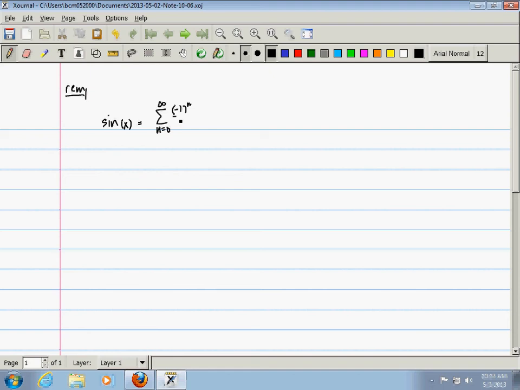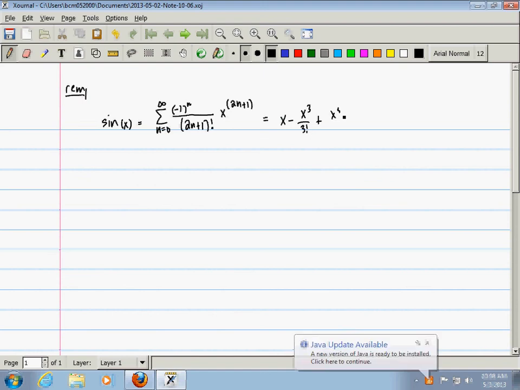So then, like this, 2n plus 1 factorial, x to the 2n plus 1. Wonderful. Okay, so that's sine. You should commit this to memory. Okay, so then just so it's clear, what this is talking about is x minus x cubed over 3 factorial plus x to the 5th over 5 factorial minus x to the 7 over 7 factorial plus etc.